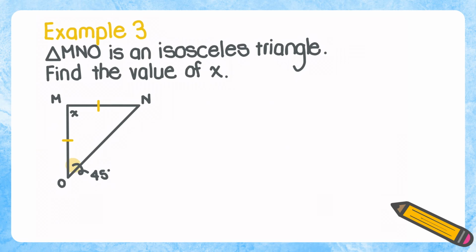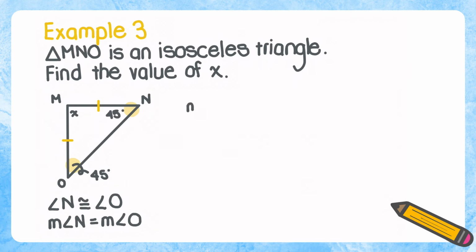Our base angles are angle O and angle N. Notice how angle M is not a base angle. Since base angles are congruent to each other, and we're given that the measure of angle O is 45 degrees, the measure of angle N must also be 45 degrees.